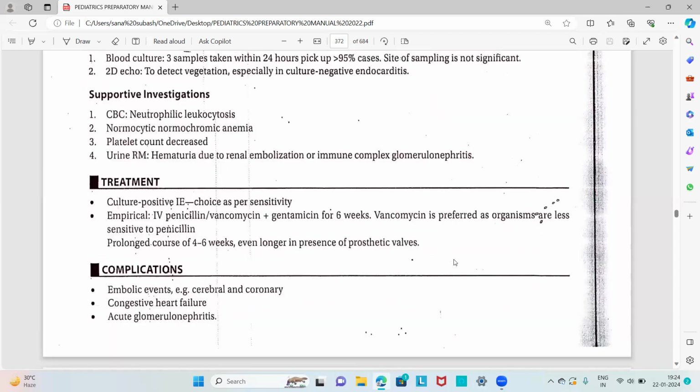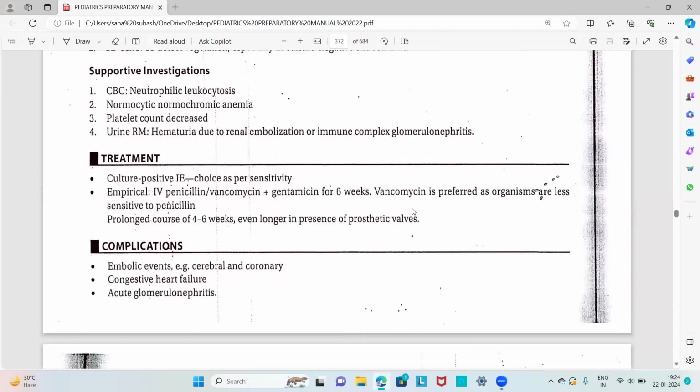Then about the treatment of infective endocarditis. If it is culture positive infective endocarditis, the choice of treatment is as per the sensitivity. Empirical treatment has to be given, that is IV penicillin or vancomycin plus gentamicin for 6 weeks. Vancomycin is preferred as organisms are less sensitive to penicillin. So the usual empirical treatment is IV penicillin or vancomycin plus gentamicin for 6 weeks.